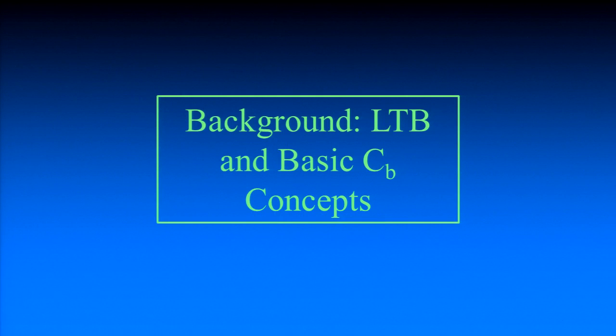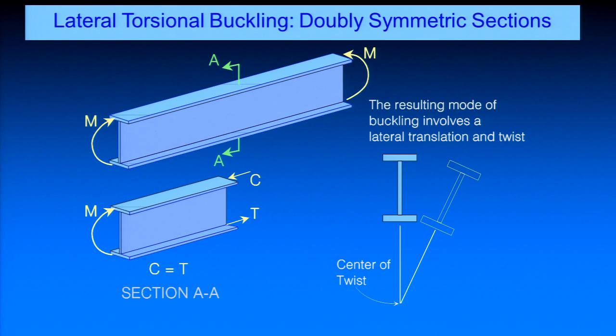Starting off first with some background information on basic lateral torsional buckling and really basic C sub B concepts. When we look at lateral torsional buckling, we're just starting here with a doubly symmetric section subjected, in this case, to uniform moment loading. When we have those moments, we can resolve them into stresses on the cross section, right? And if we were to slice through the cross section, we would have a compressive resultant and a tensile resultant. But as a lot of us are aware, because we have both compression and tension on a beam, it's always going to fail in what we call a lateral torsional, or sometimes a flexural torsional, mode.